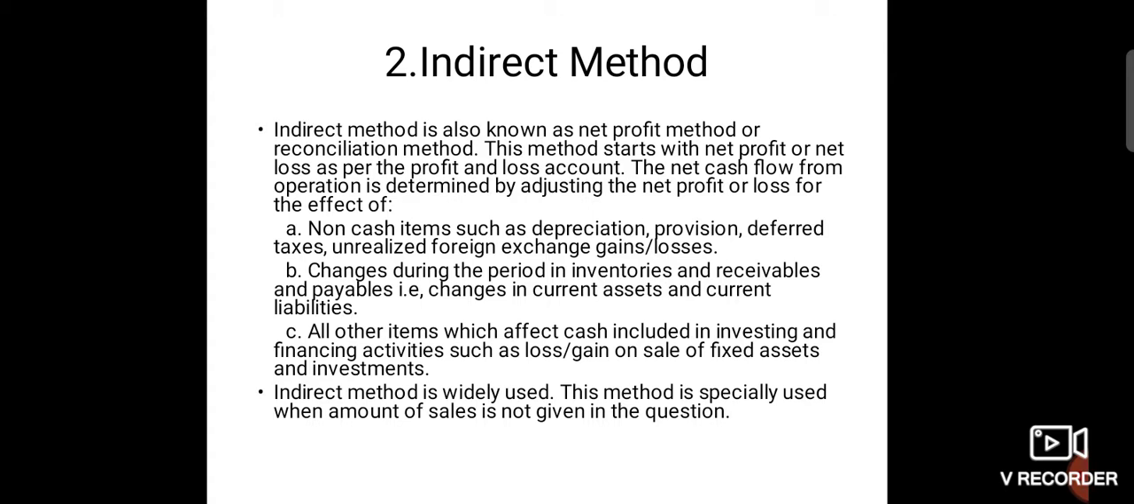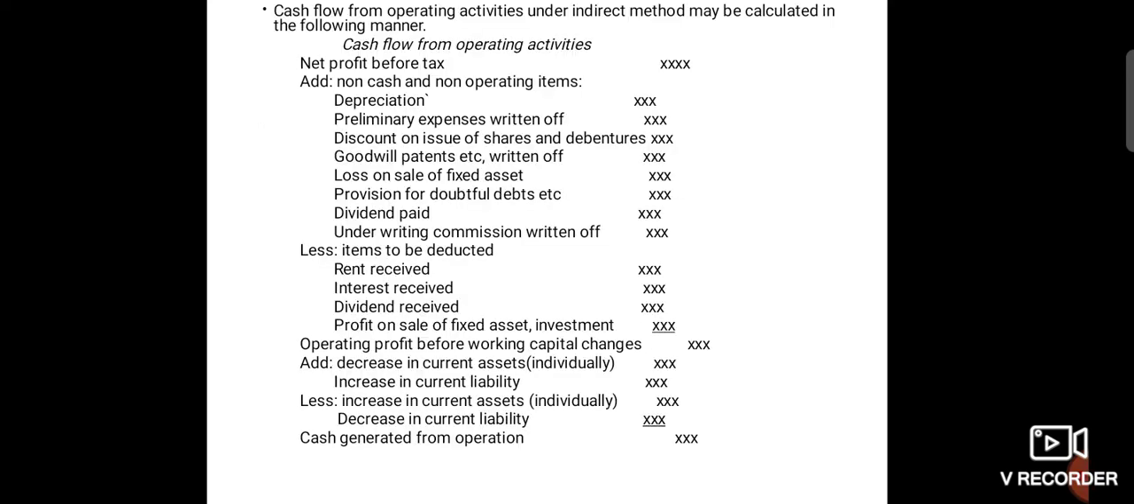Similarly, take the concept of loss or profit on sale of fixed asset. In those cases, the profit which we receive is not actually cash from operations. It is not directly related with the business, so we have to add back, or reverse the working of that. That is why under operating activities we reverse work all these. Now we'll see the format. The indirect method is widely used, and this method is specially used when the amount of sales is not given in the question.